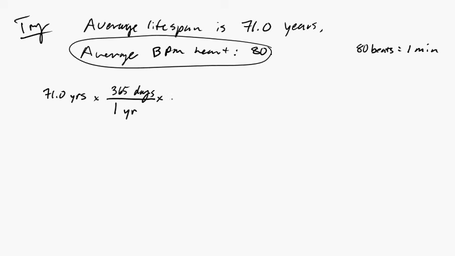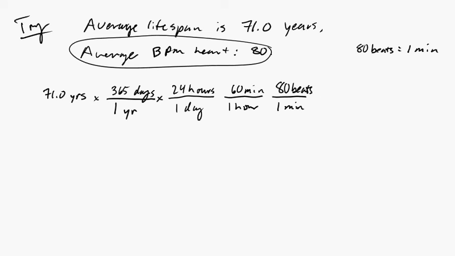Alright, and every 1 day we have 24 hours. 1 hour is 60 minutes. And then here we use our conversion of every 1 minute we have about 80 beats. The minutes cancel, the hours cancel, the days cancel, the years cancel. We are left with beats here. All we have to do is multiply and divide. Because there's nothing on the bottom of our fraction, all we're going to do is multiply. There's no division here. So we take our calculator, times 24, times 60, times 80.